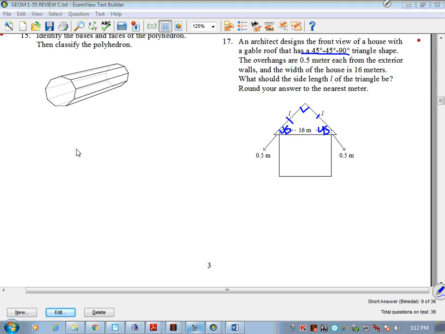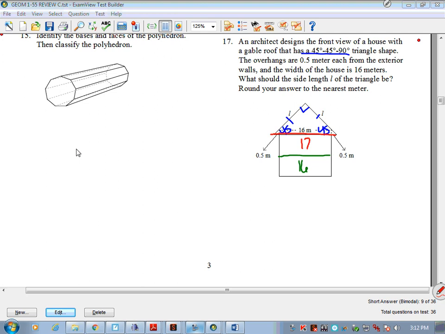Now, the biggest mistake that people make with this is assuming that the hypotenuse of this triangle is 16. It's not. The width of the house is 16, but the hypotenuse actually goes out a further half meter on either end of the house. Well, a half meter and a half meter is a whole meter, so the actual hypotenuse of the triangle is 17.